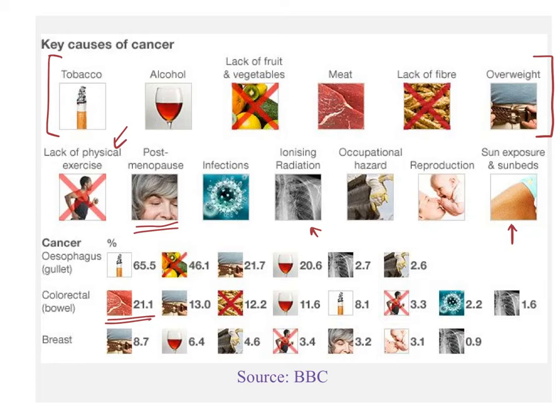At the bottom, we've got a couple of examples of cancer, esophageal, colorectal and breast cancer, and the risk factors that cause them. Now notice that for esophageal cancer, smoking accounts for almost 70% of all cases. Now notice that these percentages don't add up to 100, so normally people are going to be affected by a multitude of factors. It's very rare that one of these happens in isolation.